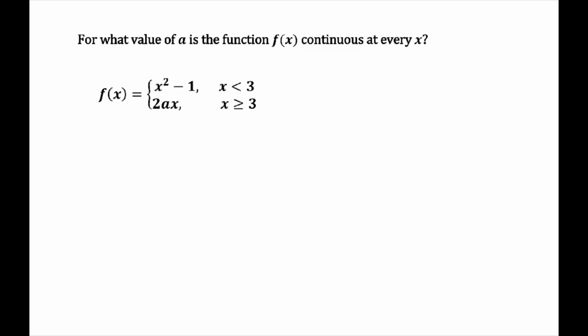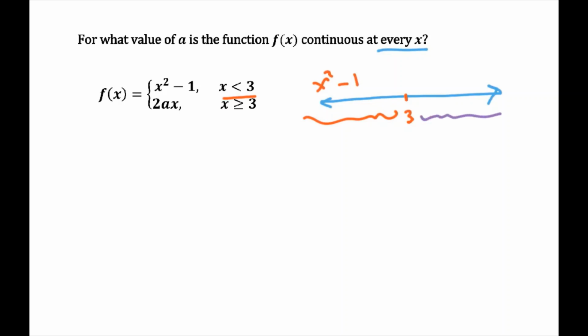Now in this question, they want us to find the value of a here for this function f(x) if we know that the function is continuous at every x. Okay, well, let's go back to the definition of continuity. What does it mean the function is continuous at every x? If we look at the number line here, there's 3. Any number less than 3, we're going to use x squared minus 1. And any number to the right of 3, greater than or equal to 3, we're going to use 2ax.